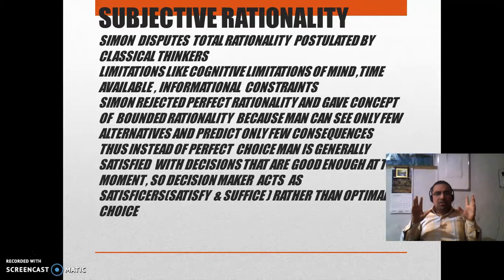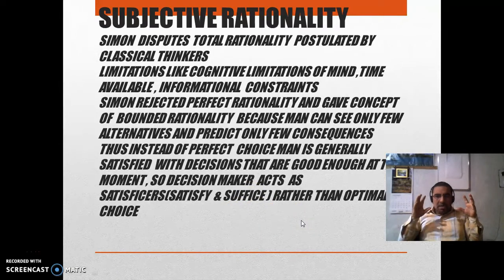Simon rejected perfect rationality and gave the concept of bounded rationality, because we see only a few alternatives, we can see only a few consequences. Thus, instead of perfect choice, man acts as a satisficer. Satisficer is a word derived from satisfy and suffice.